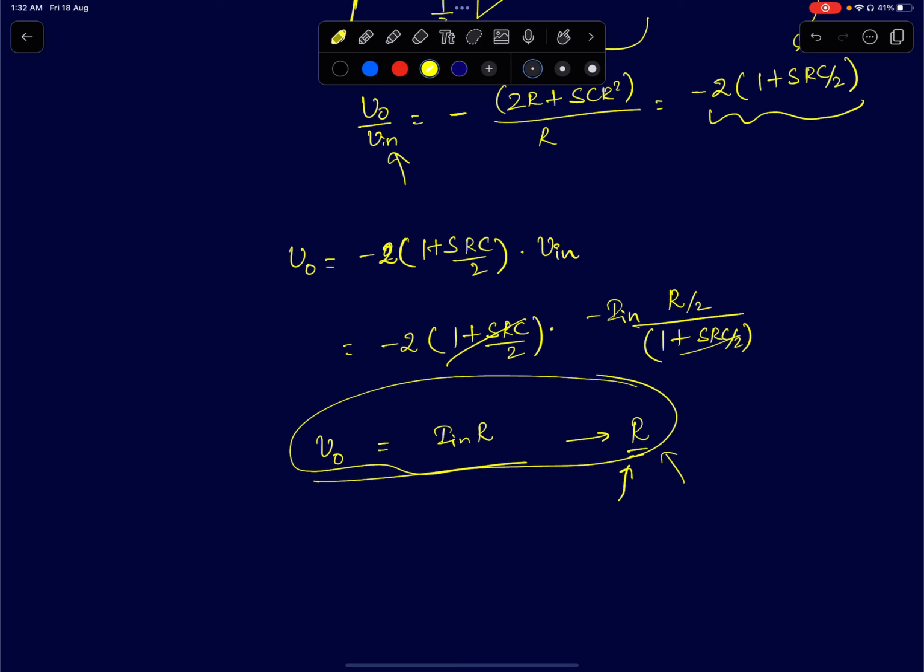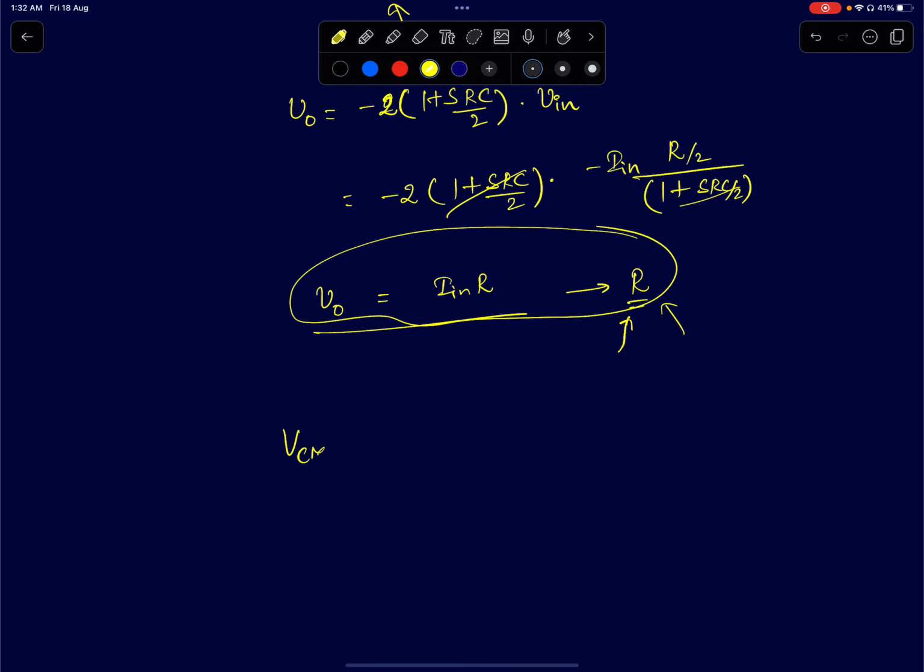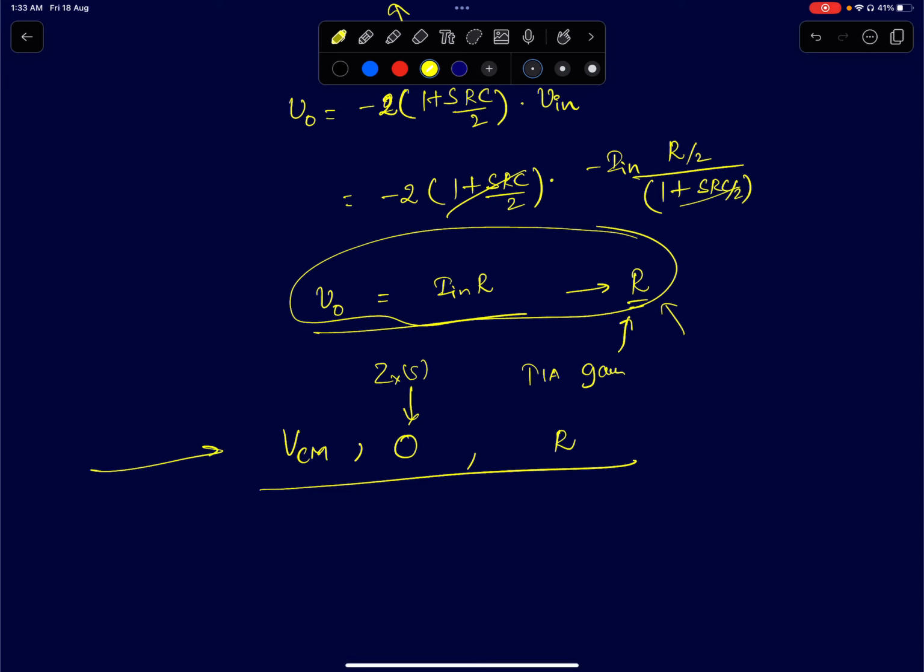So finally, the three answers: the output DC voltage is VCM, the input impedance at node X, ZX of S, is 0, and the transimpedance amplifier's gain, TIA gain, is just R. If I made any calculation mistakes, just let me know. Thank you.